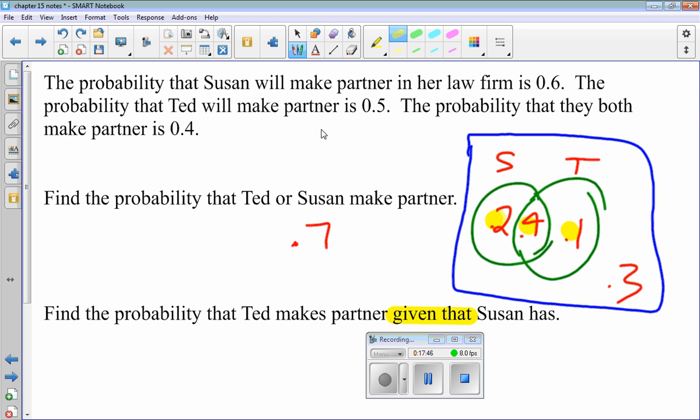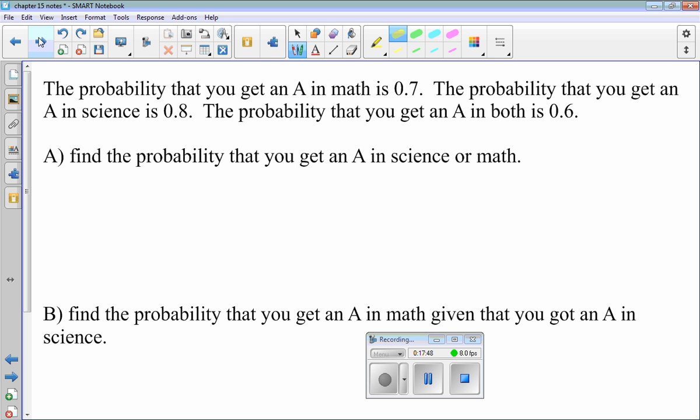All right? I do have one more for us to do, and then that'll be it for today. Okay? So let's look at this one. The probability that you get an A in math is 0.7. The probability that you get an A in science is 0.8. The probability that you get an A in both is 0.6.